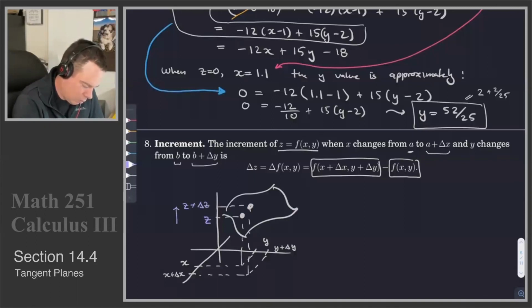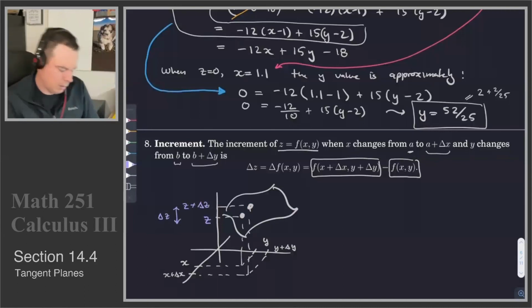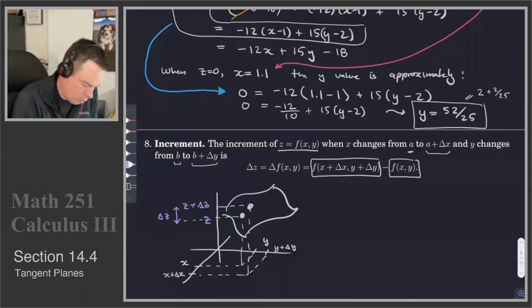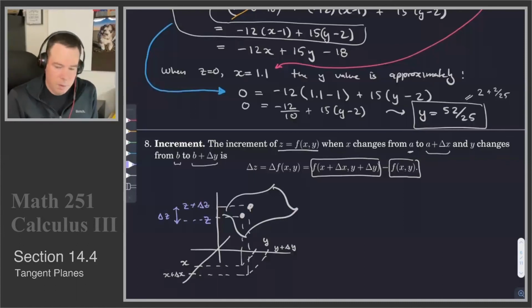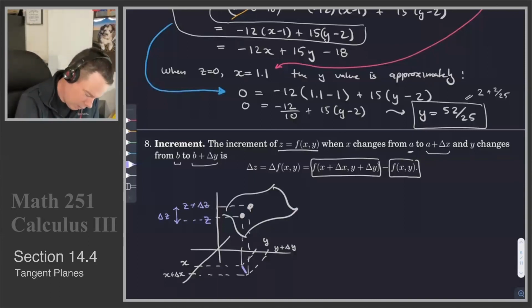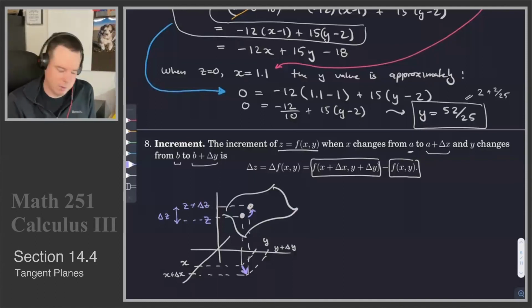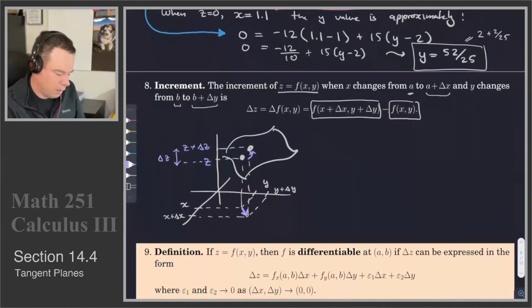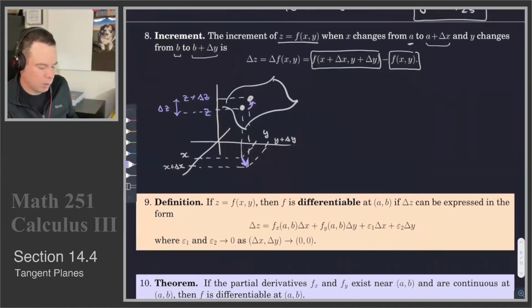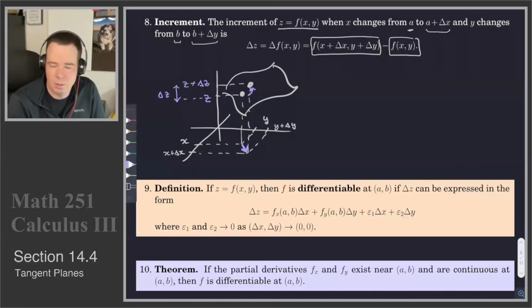And that was the increment, the change that had to get made to our function in order to account for the changes in the x and the y values. So I move a little bit in the input. How much did I have to move up or down in my output? And that's known as the increment. And the idea with that is our linear approximations give us ways to figure out approximately how much this has changed. This is going to be approximated by what we call the differential.